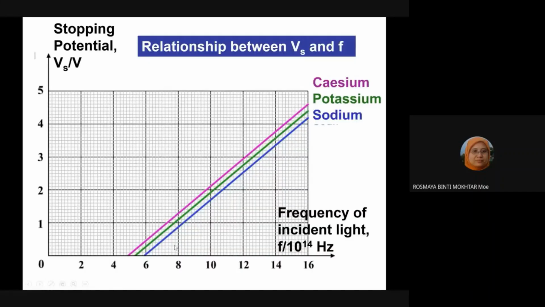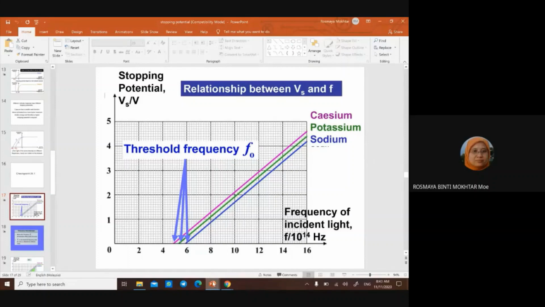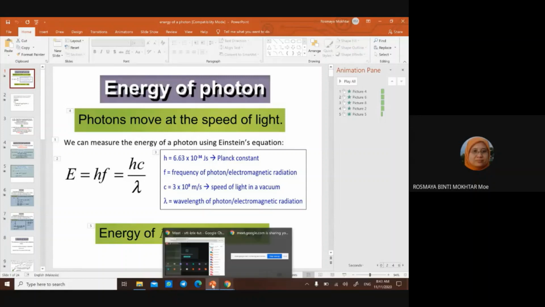The relationship between Vs and f we will continue after we discuss the energy of a photon. So we go to the energy of the photon first before we continue the relationship between stopping potential and frequency. This graph we hold on for a while. Then tomorrow we can continue to combine them, the energy of a photon and the stopping potential.